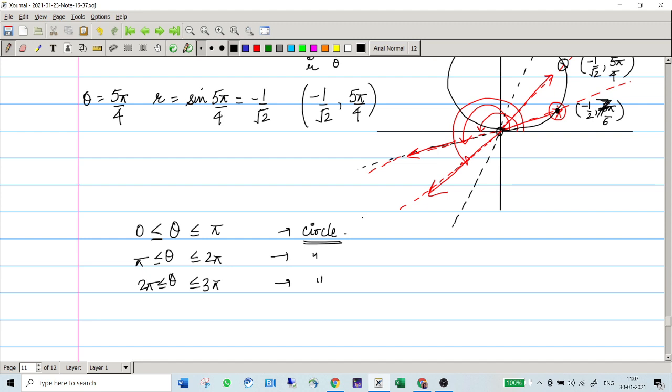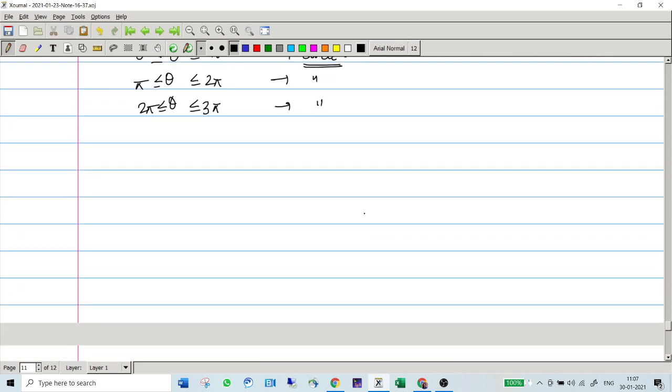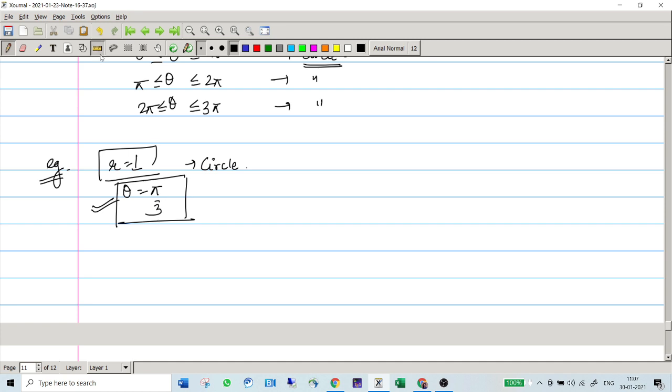Okay, let us now consider another simple example first. You had r equal to 1 before, which was just a circle. Now let's say theta equal to pi by 3 is your question to plot. In that particular case, when r was equal to 1, no matter whatever theta we would take, r was always 1. Now, no matter whatever r we have, theta is always pi by 3. So how is it going to look?